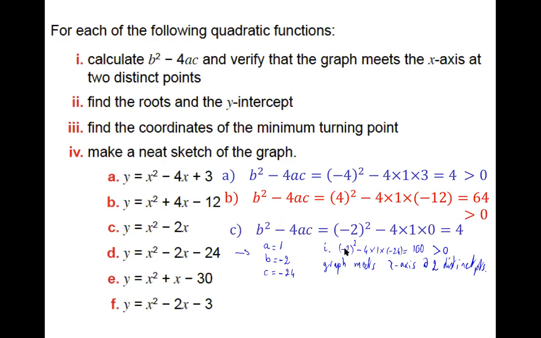For c, this time I've got 0, so you've got a equals 1, c equals 0, so that's why that second part is 0. But (-2) squared, remember when you write it down, you need to put the brackets, because if you don't put the brackets, it's just going to be 2 squared, or -2 then squared.